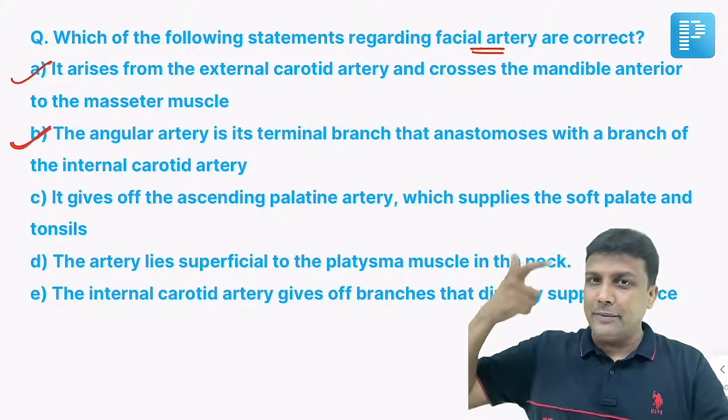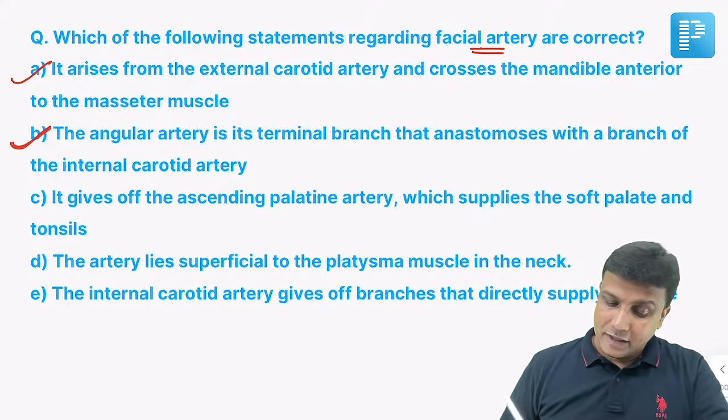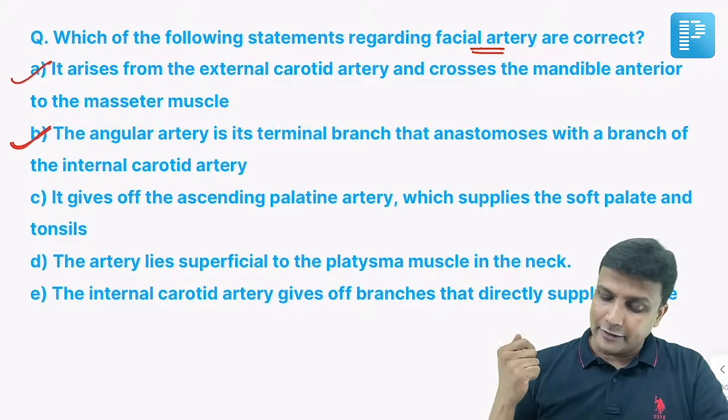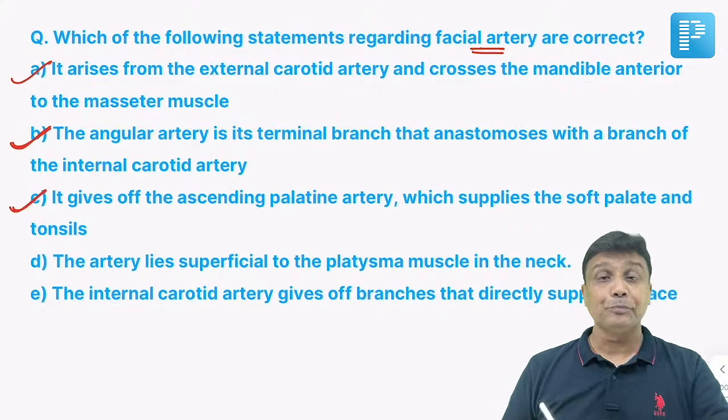Dorsal nasal branch, which is coming from the ophthalmic and then internal carotid, sir. So, perfectly correct. It gives off the ascending palatine artery, which supplies the soft palate and tonsil. ये भी बिल्कुल सही है.